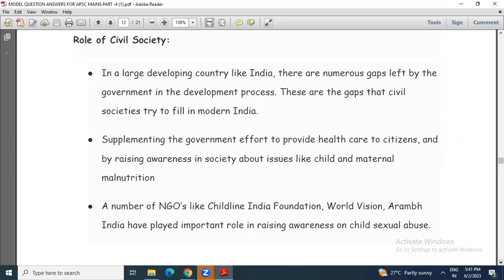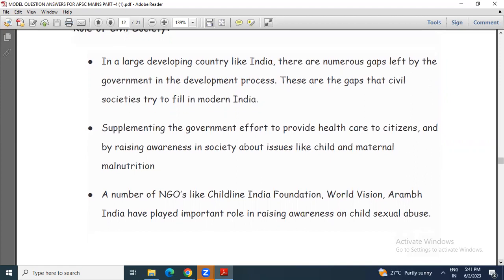In a large developing country like India, there are numerous gaps left by the government in the development process. These are the gaps the civil societies try to fill in modern India. Some kind of gaps are there in the development process, so these gaps will be watched by the civil society, which tries to fill them.